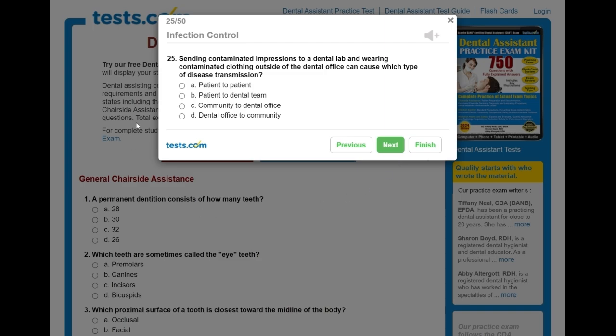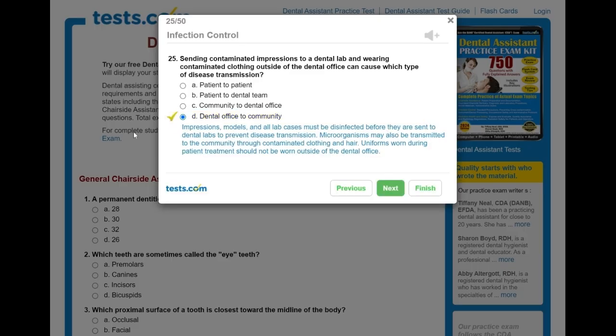Question 25. Sending contaminated impressions to a dental lab and wearing contaminated clothing outside of the dental office can cause which type of disease transmission? A. Patient to patient. B. Patient to dental team. C. Community to dental office. D. Dental office to community.